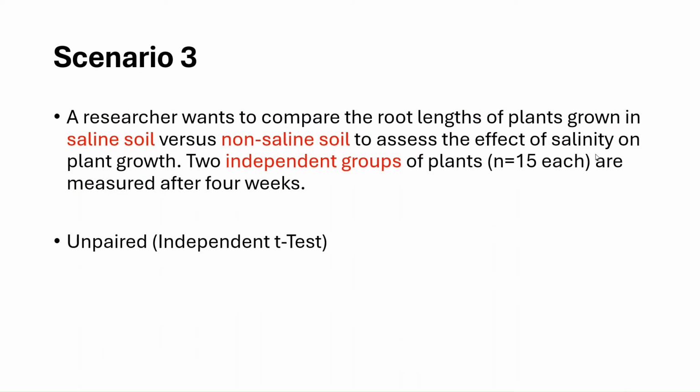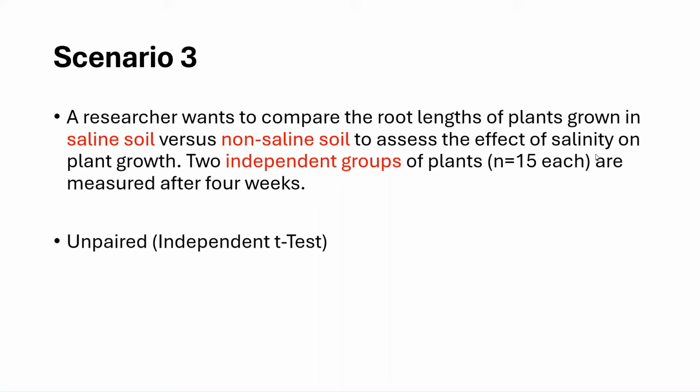Okay, now we come to the third scenario. A researcher wants to compare the root lengths of plants grown in saline soil versus non-saline soil to assess the effect of salinity on plant growth. Two independent groups of plants, with n equal to 15 each, are measured after 4 weeks. So there are two different groups, unpaired, two independent groups of 15 plants each, one grown in saline soil and the other in non-saline soil. So we have to find out the root lengths of plants.